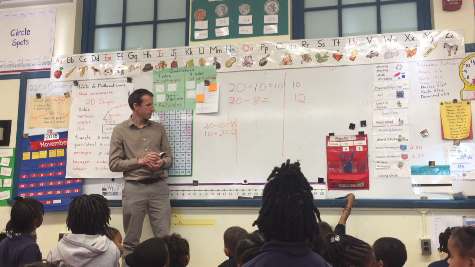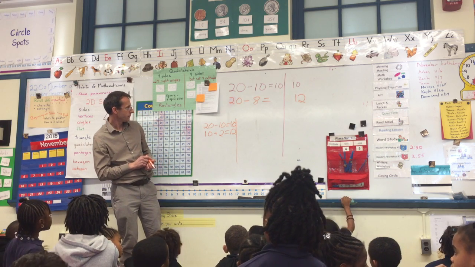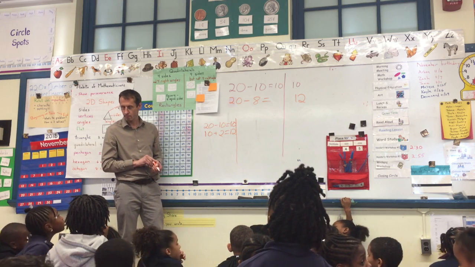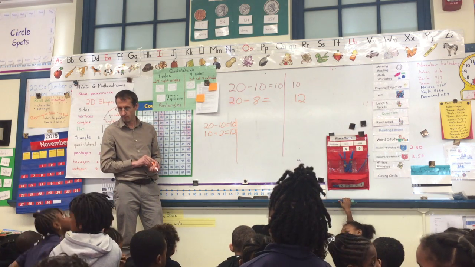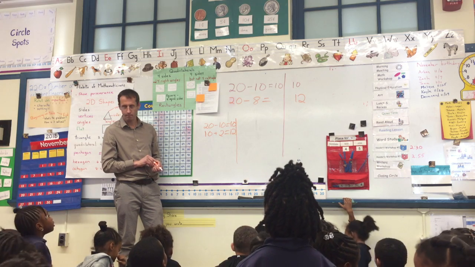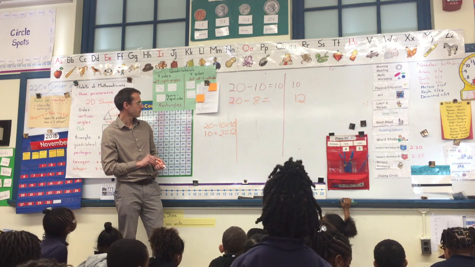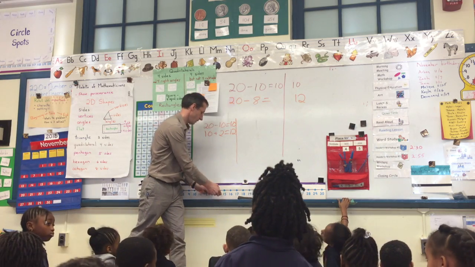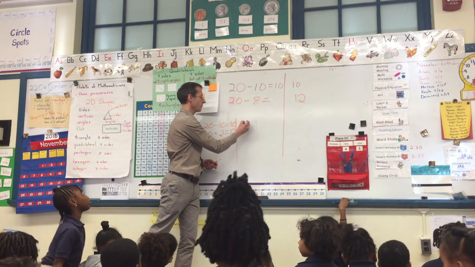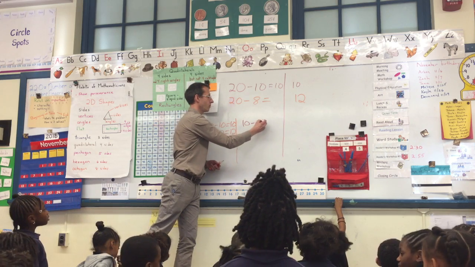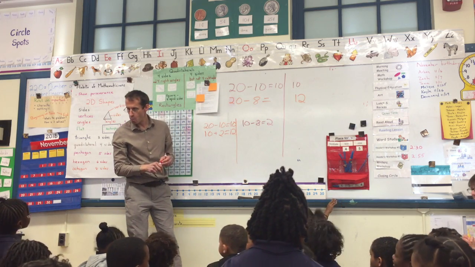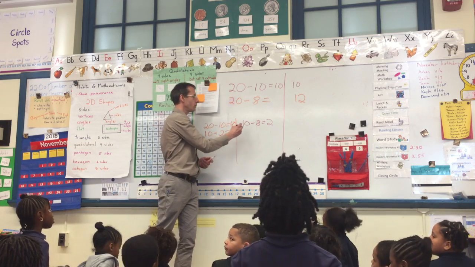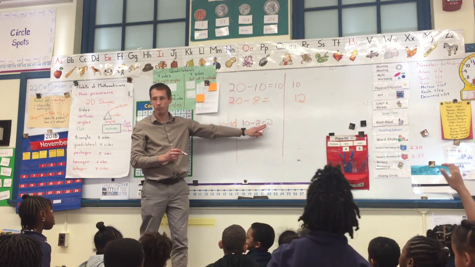I did the same thing, but I did it by using combinations I know. So I know 10 minus 8 equals 2. So 20 minus 8 equals 12. Okay, so you said you know 10 minus 8 equals 2, and 20 minus 8 equals 12. So you know that because you know 10 minus 8 equals 2?